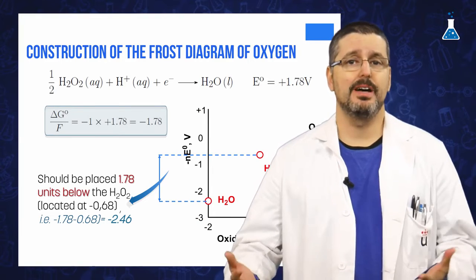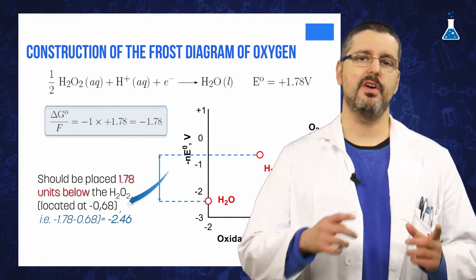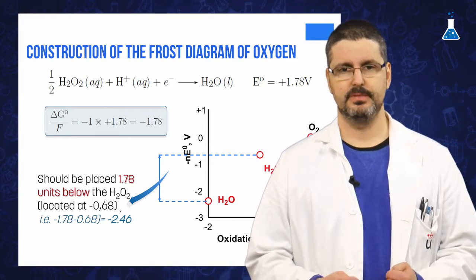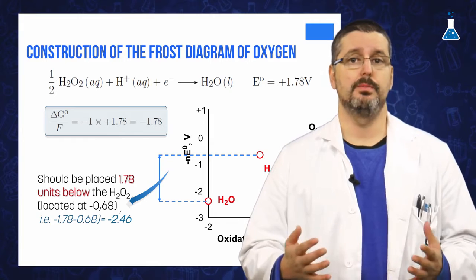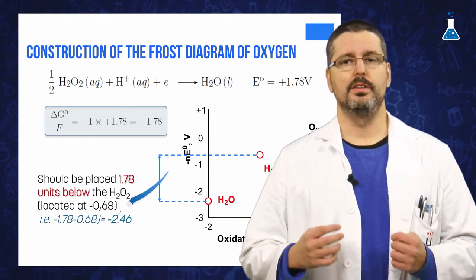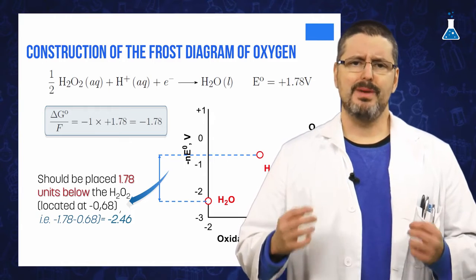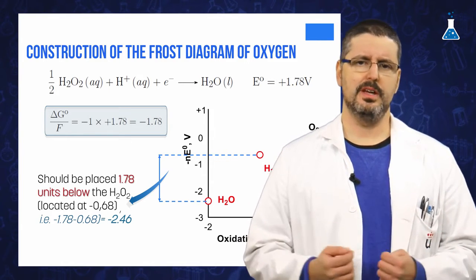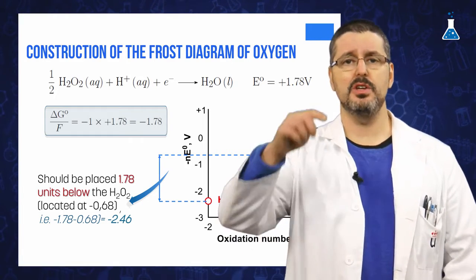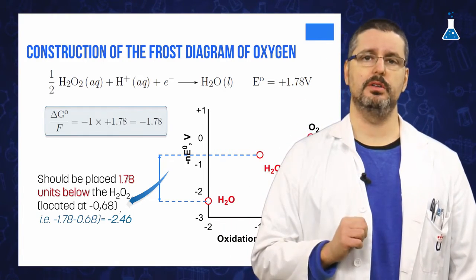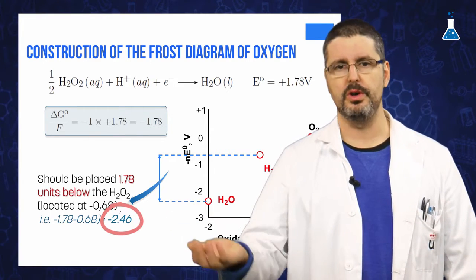Alternatively, this point can be obtained by employing the electrode reduction potential of the reduction of hydrogen peroxide to water. In that case, the number of exchanged electrons is 1, multiplied by the potential, 1.78, and changing the sign gives us minus 1.78. That is, the point will be 1.78 units below the previous point, therefore minus 2.46 units below the origin.